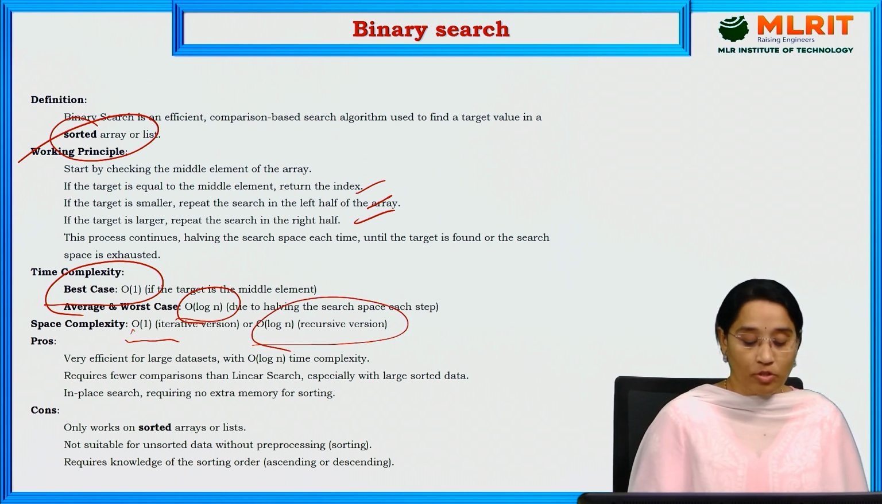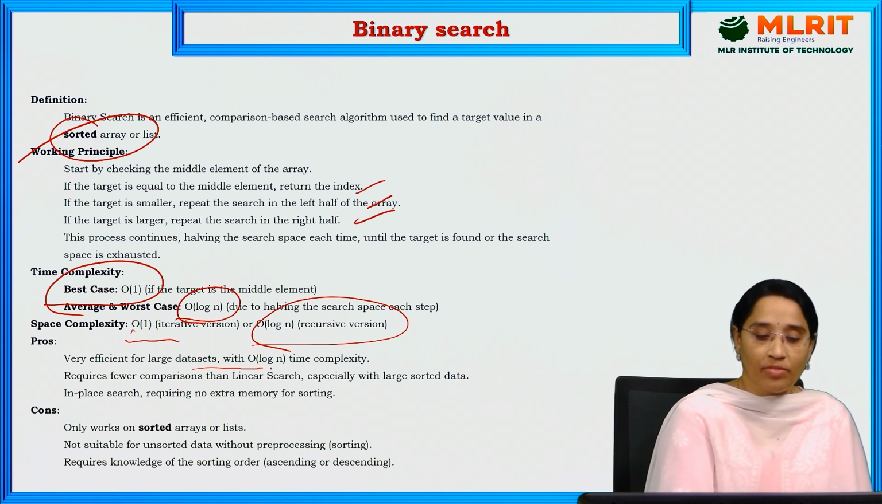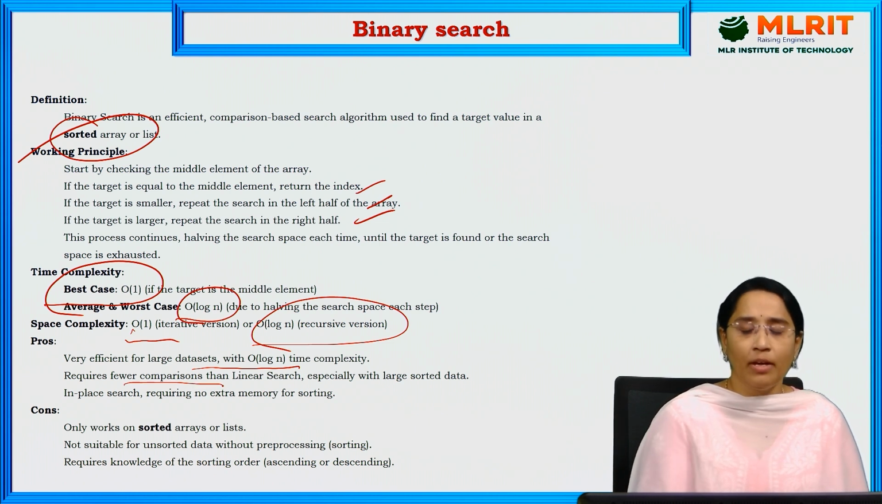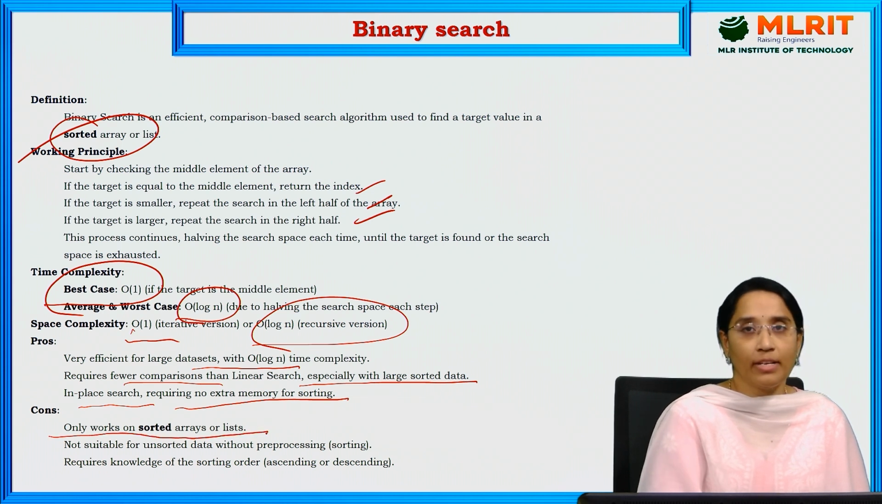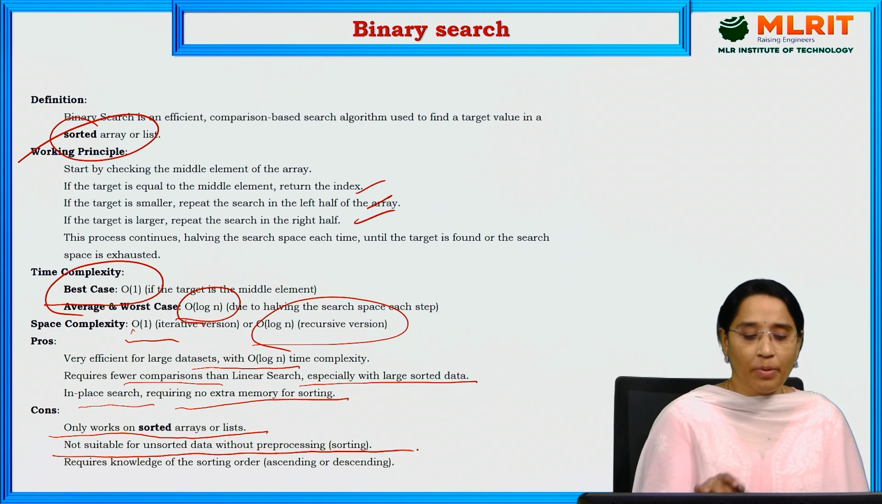The advantages of binary search are that it is very efficient for large data sets with order of log n time complexity and requires fewer comparisons, because you do not search the entire array, especially with a large sorted array, and it requires no extra memory. Disadvantages: it only works on sorted arrays or lists, it is not suitable for unsorted data without pre-processing, and it requires knowledge of the sorting order.